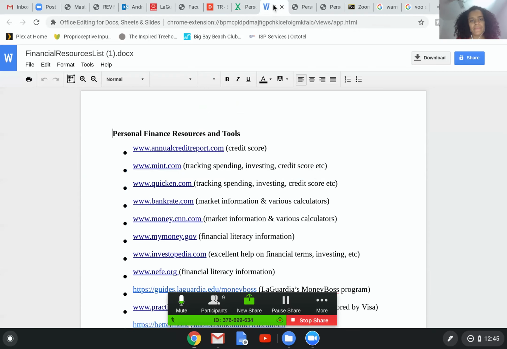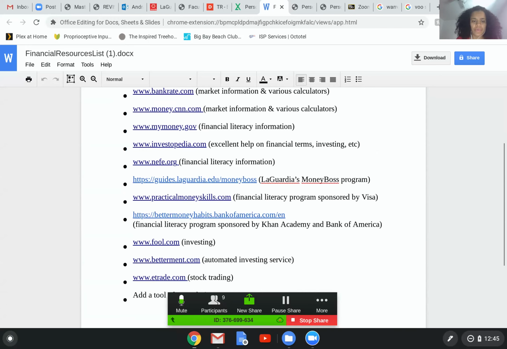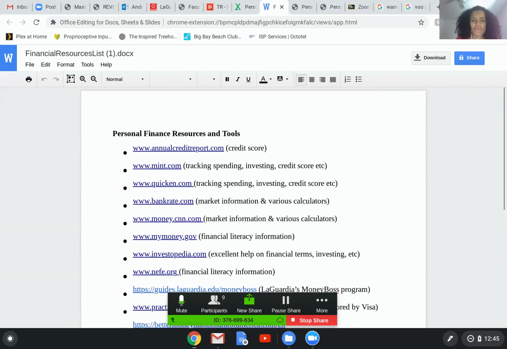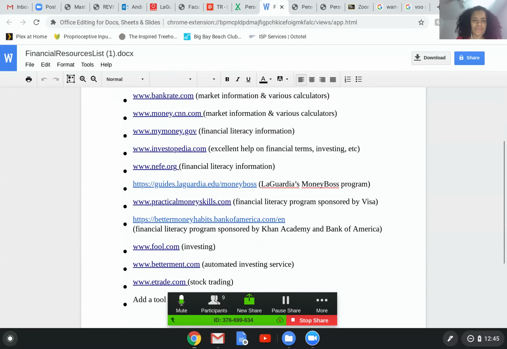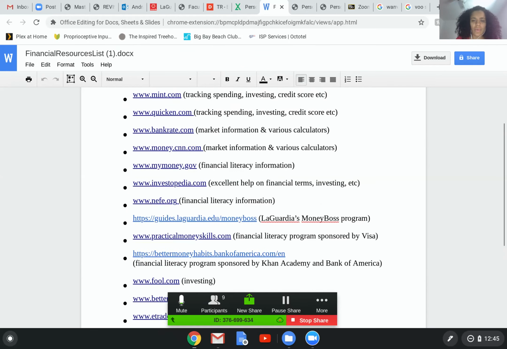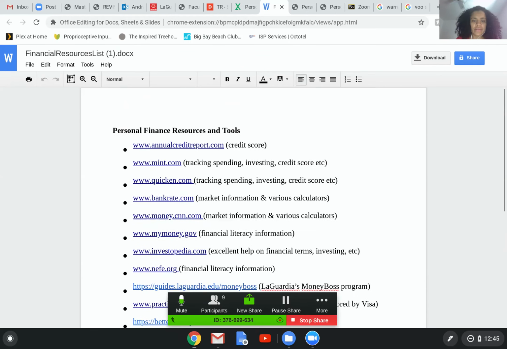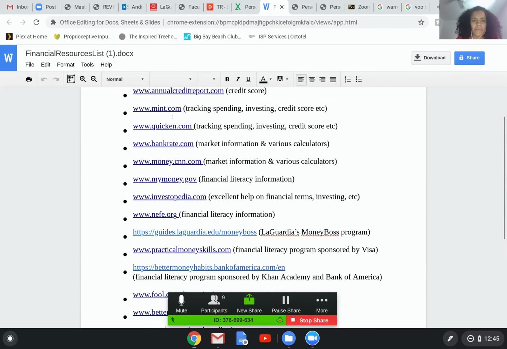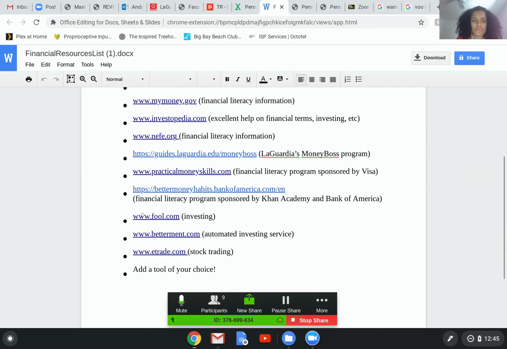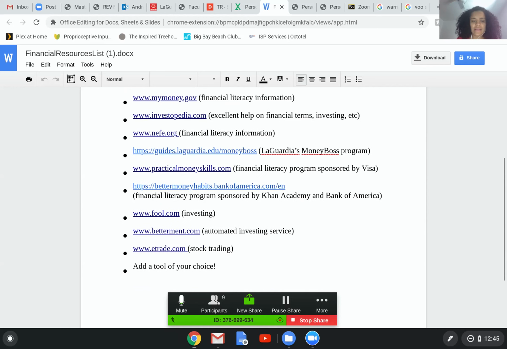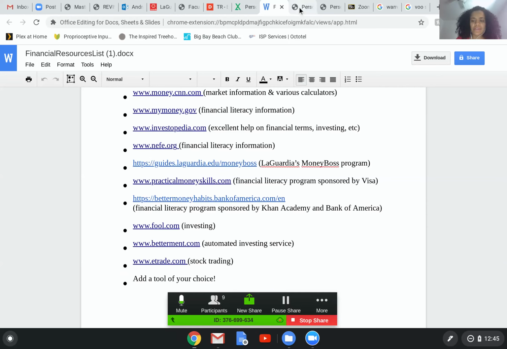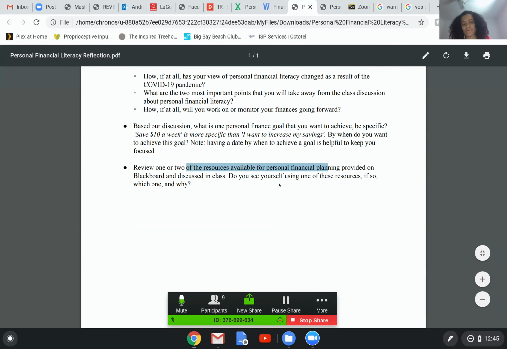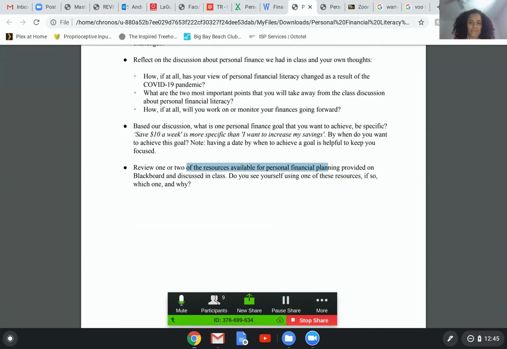It's over here, a long list of all the financial resources. You don't have to go through each one. Investopedia is a great website to understand stuff. Annual credit report to pull your credit report. Mint.com if you want to track your spending for free. Fool.com is great for investing, and so on. I'm just asking you to choose one or two of those resources and look into it, and see if it might be helpful as you try to meet your financial goals.